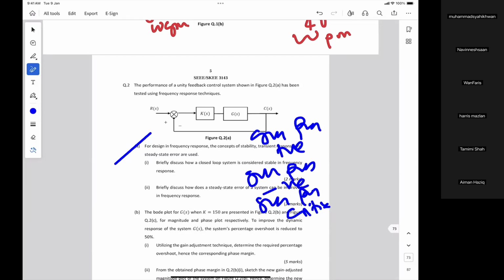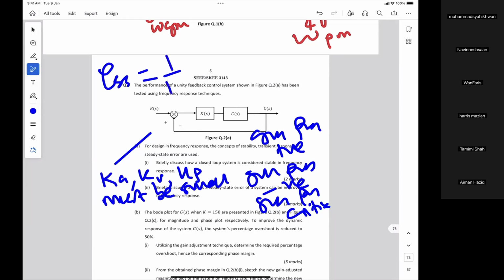So, how can the steady-state error be improved? It means the KA, KV, KP must be small as possible. Because if we look at 1 over KV, so KV is big, the error is small. So it must be big, not small.